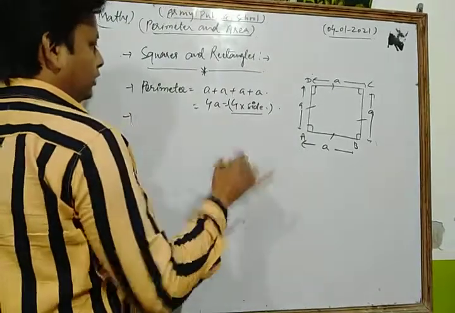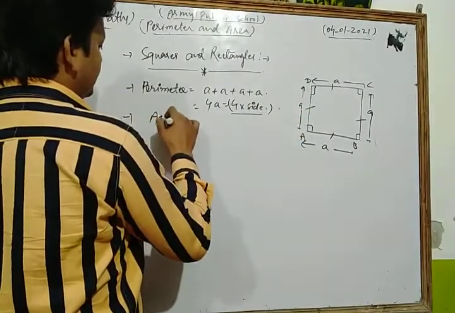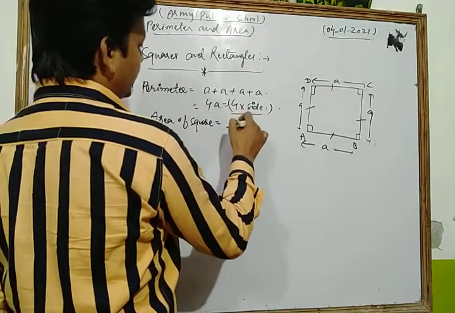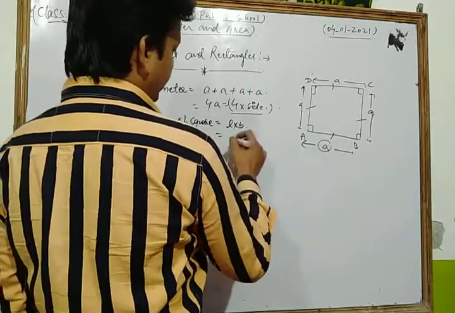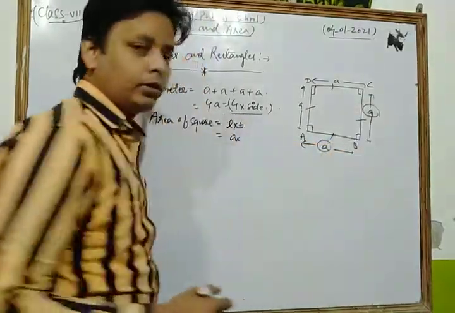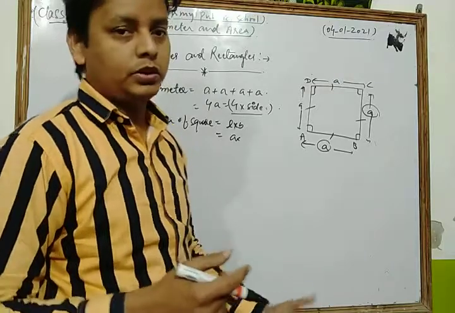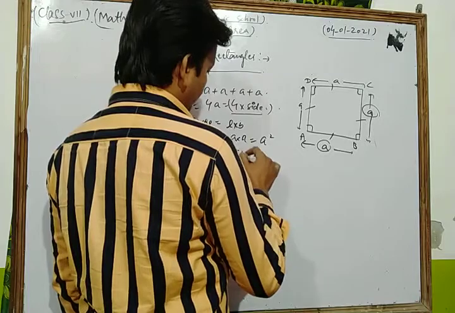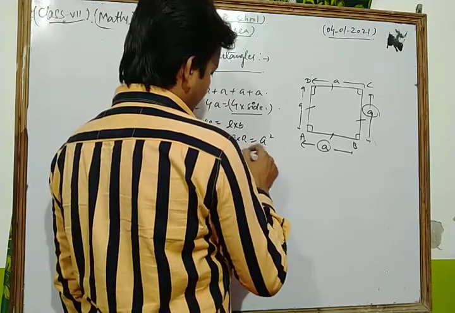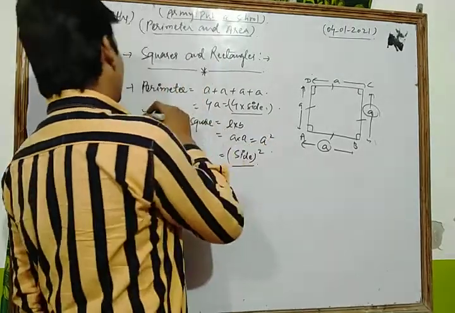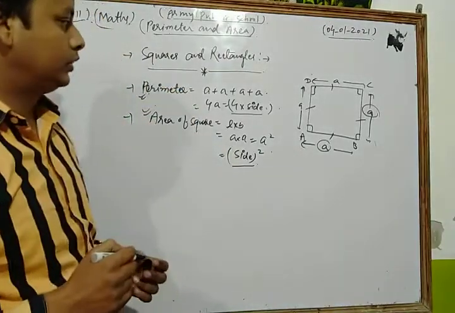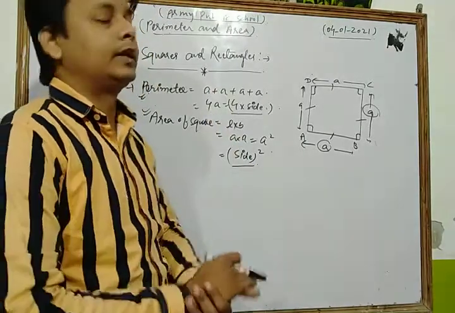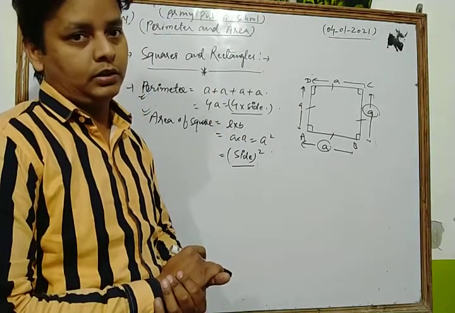The second formula related to square is area. Area of a square means length into breadth. Length is equal to A and breadth is also equal to A, because all of its sides are equal to each other. So A into A means A square, which means side square. This is the formula for the area of a square, and this is the formula for the perimeter of a square. Okay, dear students.